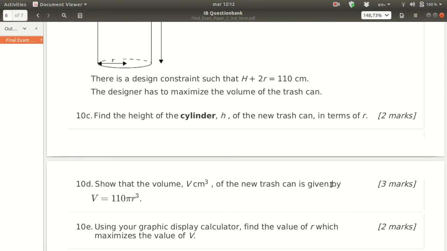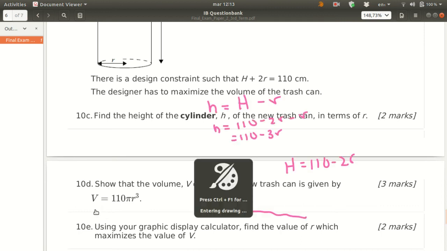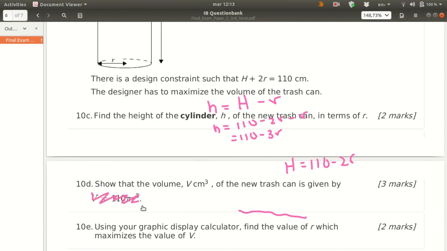Okay, show that the volume of the new trash can is given by 110 pi r cubed. So this problem had a mistake in the question. The volume is not this. Okay, but still a few people got it right. So there was no way to get this answer. But if you did the work, I counted it. Okay, if you did it, even if you didn't get that answer, because it was correct.